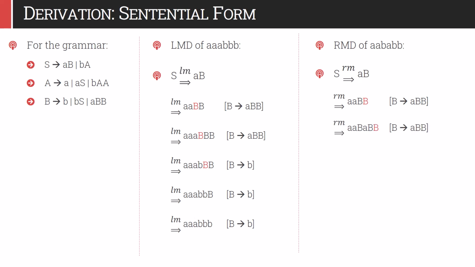So rightmost B is replaced by ABB. We have 3 B's, we have to choose the rightmost one, replace it by small b. Then the second last B, that is also replaced by b. And the remaining capital B we are replacing by b. So now we have the string double AB, A double B.